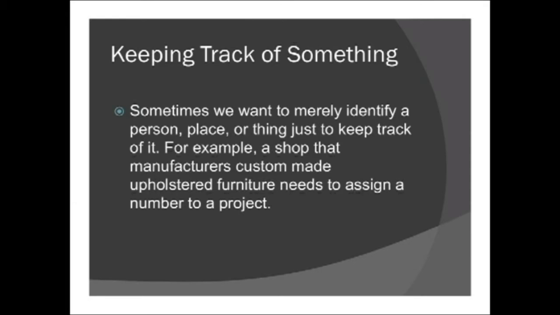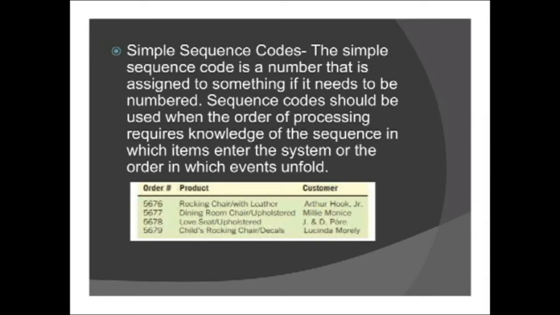Keeping track of something. Sometimes we want to merely identify a person, place, or thing just to keep track of it. For example, a shop that manufactures custom-made upholstered furniture needs to assign a number to a project. When keeping track of something, we can use simple sequence codes. The simple sequence code is a number that is assigned to something if it needs to be numbered. Sequence codes should be used when the order of processing requires knowledge of the sequence in which items enter the system or the order in which events unfold.